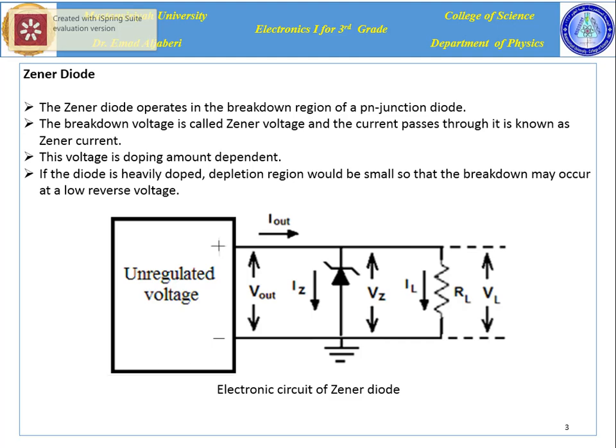As seen in this figure, this is the typical electronic circuit of Zener diode. The diode is connected in parallel with the power supply. The cathode is connected to the positive terminal and the anode is connected to the negative terminal of the power supply.